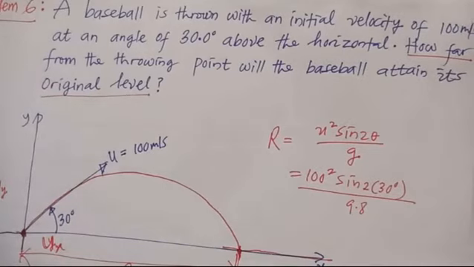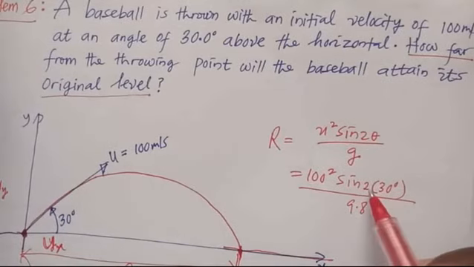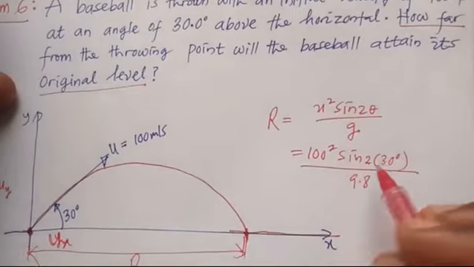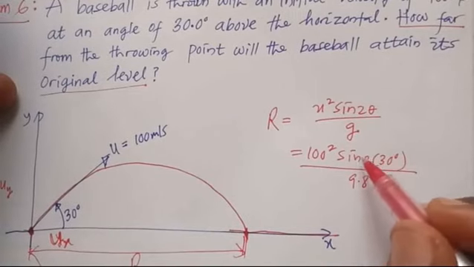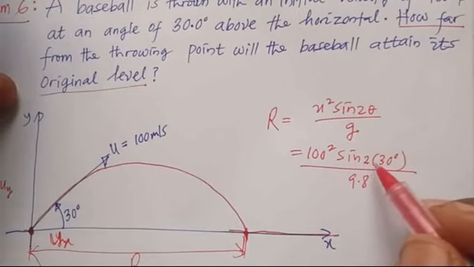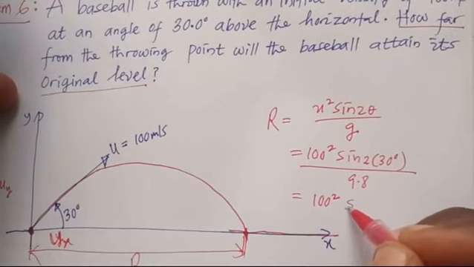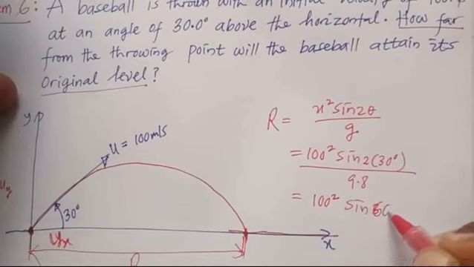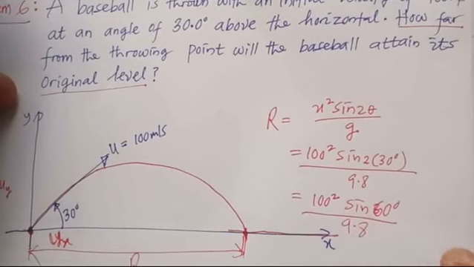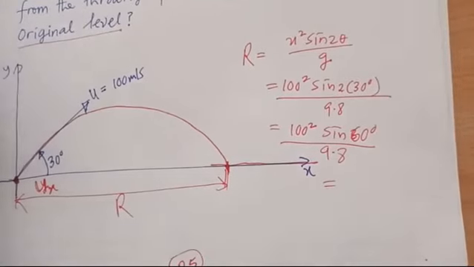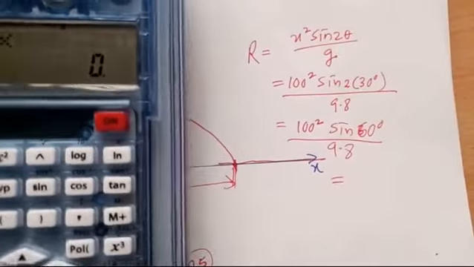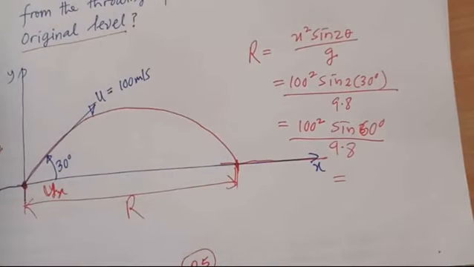Okay, we now press our calculator, but before that, know that this means 2 times 30 degrees, and this will give you 60 degrees. So this is equivalent to sine 60 degrees. Let me write that: 100 squared, then multiplied by sine 60 degrees divided by 9.8, and this is equal to, so we can now press 100 squared multiplied by sine 60 degrees, then divided by 9.8.